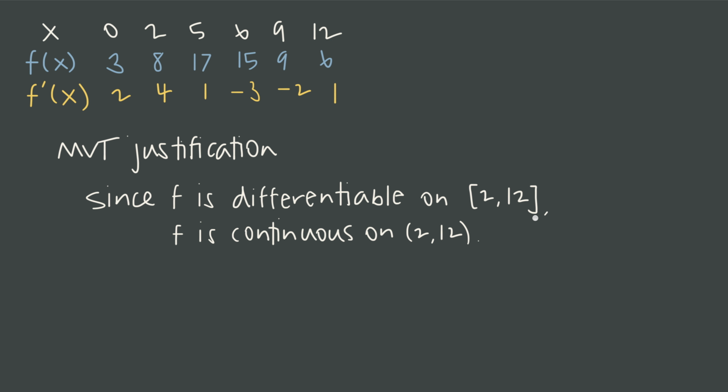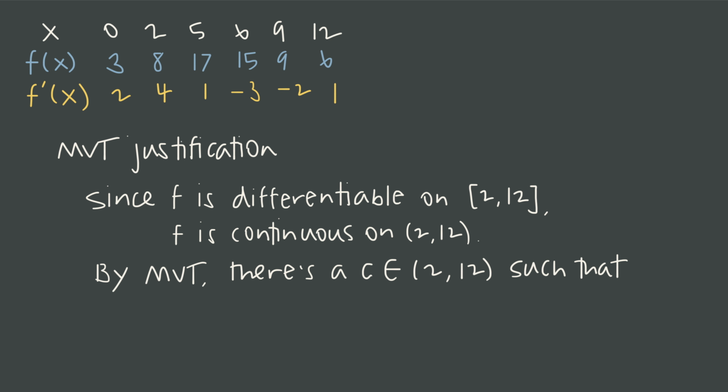So we'd write something like, since f is differentiable on the closed interval from 2 to 12, and f is continuous on the open interval 2 to 12, then by the mean value theorem, there has to be some c in the open interval 2 to 12, that symbol means in, where f prime of c is given by this average rate of change formula.